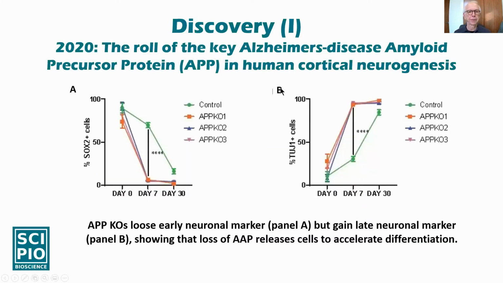When they came to see us, they showed us some of their preliminary data, and we were terribly excited about it because it seemed like it was opening a window on a fundamental issue in Alzheimer's disease, and particularly the role of the amyloid precursor protein, which has never been really well established in humans. What they showed us was that they used a system of human stem cells where they could knock out the amyloid precursor protein. They had 3 different lines in which the amyloid precursor protein was knocked out.